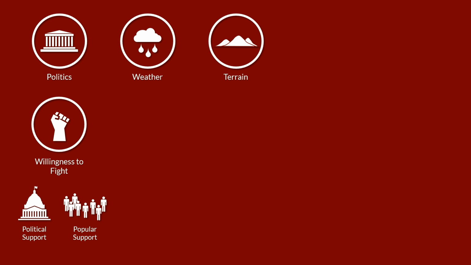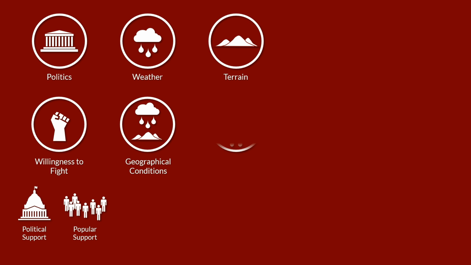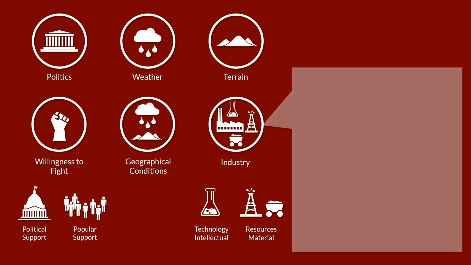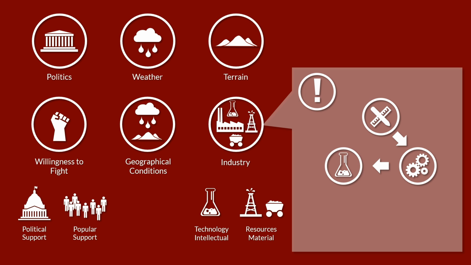The points weather and terrain I would combine into one category, calling it geographical conditions, which includes the geographical and meteorological factors. Now, one factor that is clearly missing from modern war is industry, which also includes technology and resources, which one could call intellectual and material resources of the industry.